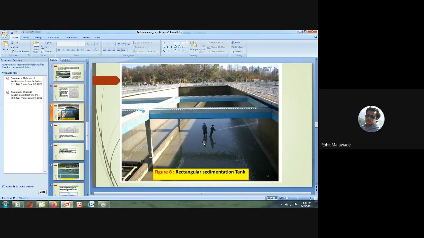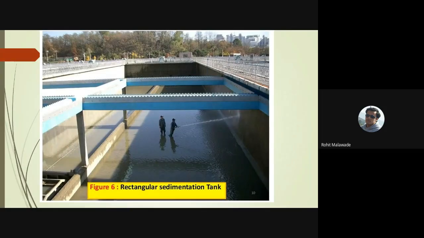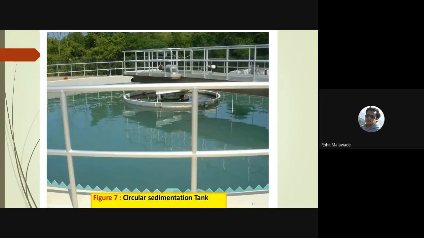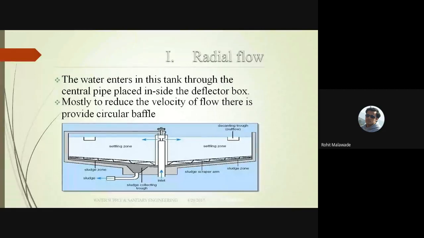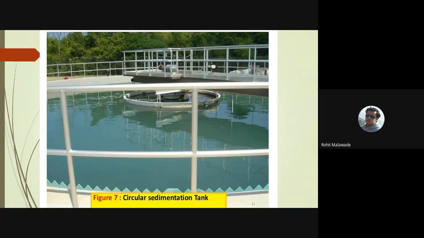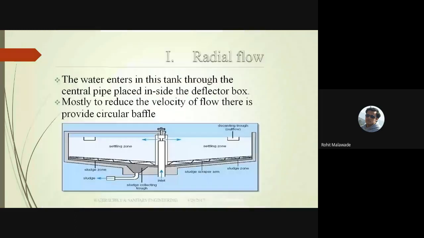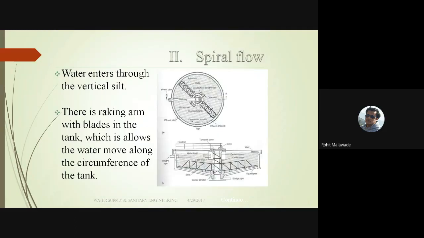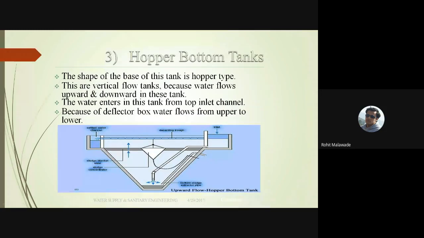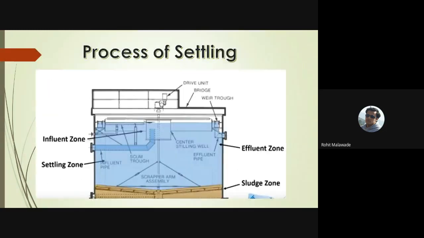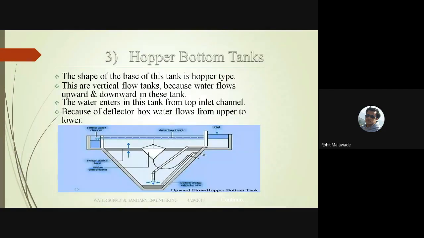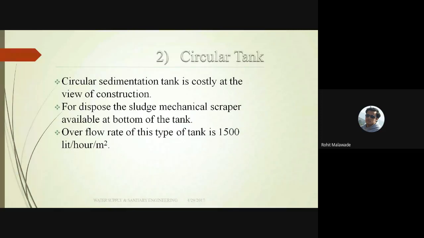Since it is rectangular in shape, we call it the rectangular sedimentation tank. And this one is in a circular shape. You can see this is a radial flow. What that radial flow is, we are going to see later. Since the shape is circular, we call it a circular flow sedimentation tank. The rectangular and the circular flow sedimentation tank, these are the types of sedimentation tanks.